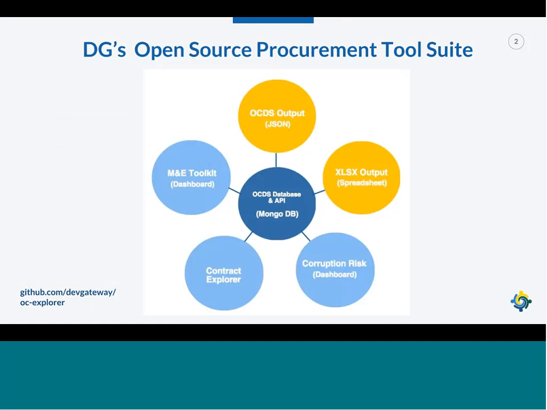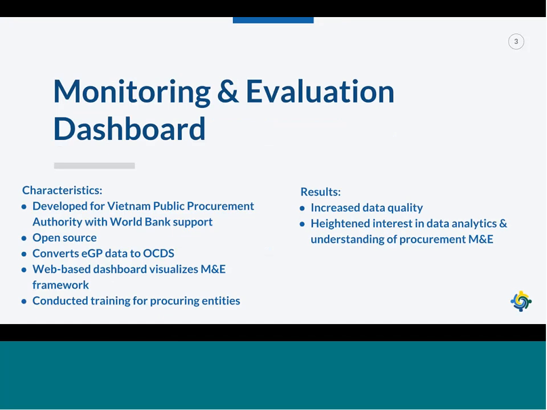You can see the link to our GitHub down below on the left. The first tool that I'll be talking about is our monitoring and evaluation dashboard. This was developed for the Vietnam Public Procurement Authority, the PPA, with the support of the World Bank. We have an OCDS stripped-down version of this tool that's also public. So we can upload any OCDS data into it and visualize it with ease. It's an open source web-based dashboard for visualizing information related to procurement M&E with a focus on efficiency, competitiveness, and value for money, among other things. Some of the results from our Vietnam work are that we found increased data quality through the process of working with the PPA. It really heightened their interest in data analytics, and they found it to be a very valuable tool.